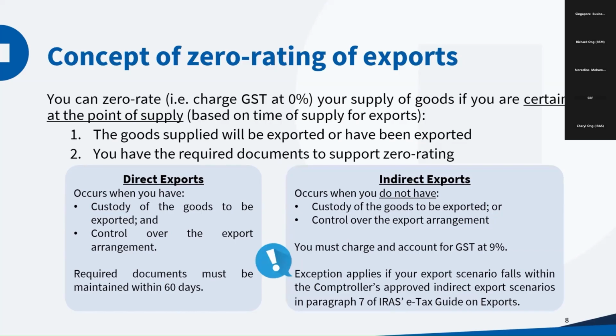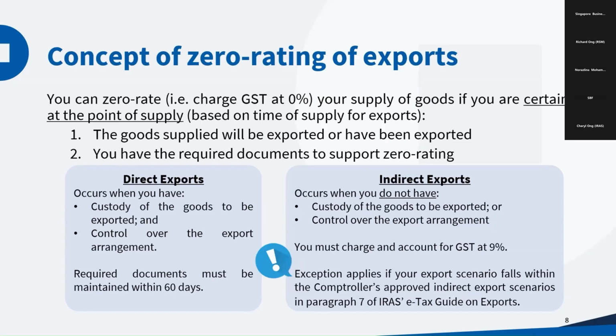Indirect export, on the other hand, occurs when you do not have custody of the goods or you do not have control over the export arrangement. For indirect export, you must treat the sale as a local standard-rated supply and account for GST at 9%. However, you can zero-rate the supply of the goods if the export scenario falls within the approved indirect export scenarios in paragraph 7 of our GST guide on exports.